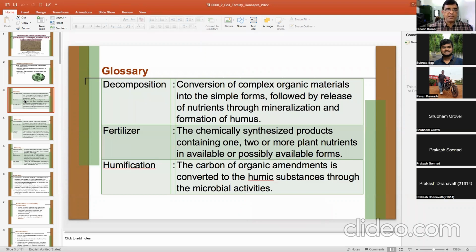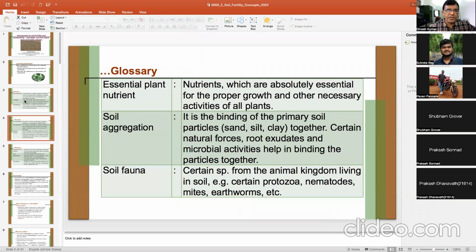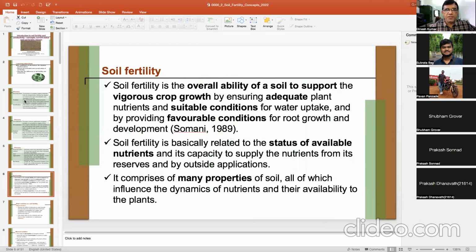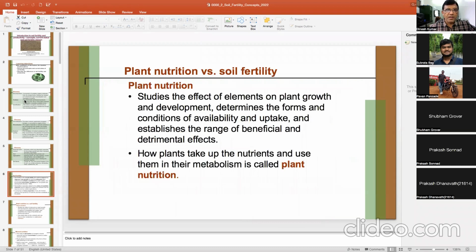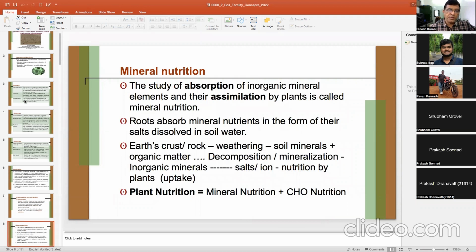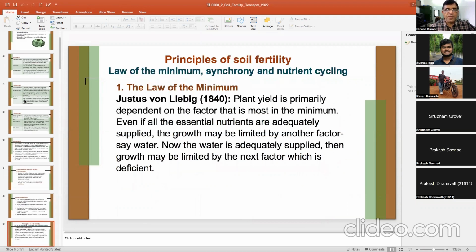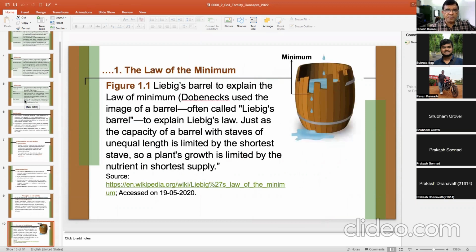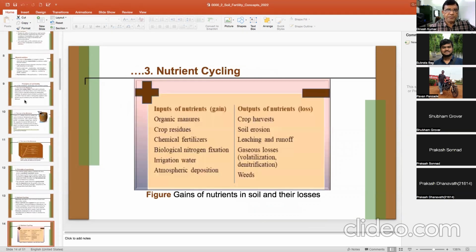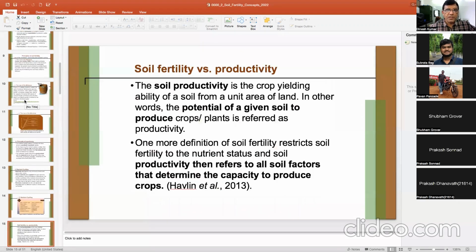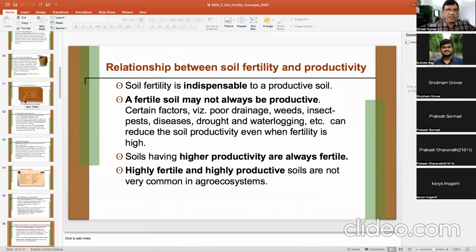I have already discussed decomposition, fertilizer, and humification terminology. Then we tried to define soil fertility, and then we saw the difference between plant nutrition and soil fertility. Then we learned something about mineral nutrition, and the three principles of soil fertility: law of minimum, synchrony, and nutrient cycling. Then in nutrient cycling we saw the inputs and outputs, and we tried to understand differences between soil fertility and productivity and the relationship between them.